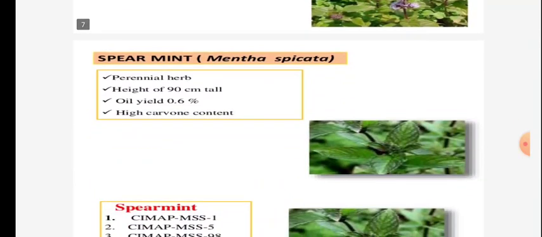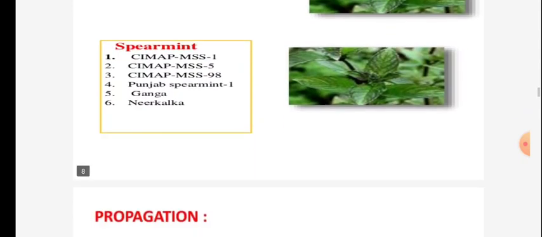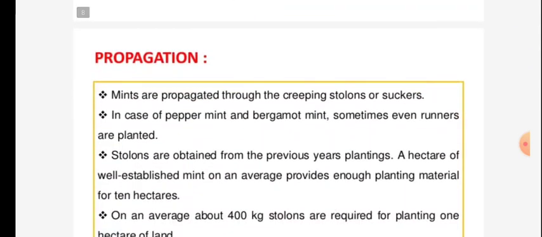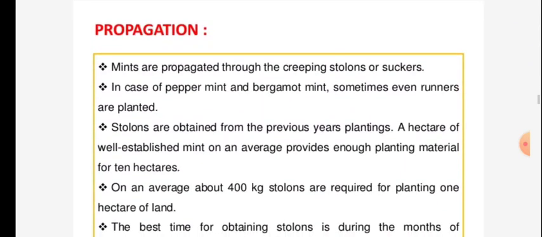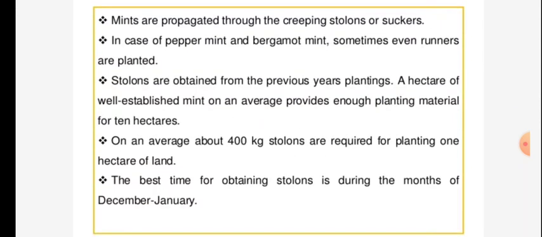Then it is also a perennial herb, 90 centimeter tall, with high carbon content and oil 0.6%. Spearmint also shows this character. So you are observing the good photographs of the plants also. Then propagation is generally done by stolons or suckers, right? The stolons are obtained from previous old plantings, and generally about 40 kg of stolons are required for 1 hectare on average.